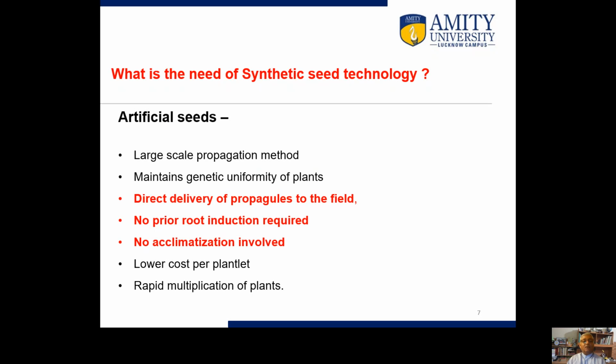There is no acclimatization process involved because germination is itself in the field conditions. Because of the large production, the cost is low and rapid multiplication of the plant can be achieved. So these are the advantages of synthetic seed over micropropagation, that is in vitro methods, and the conventional methods.